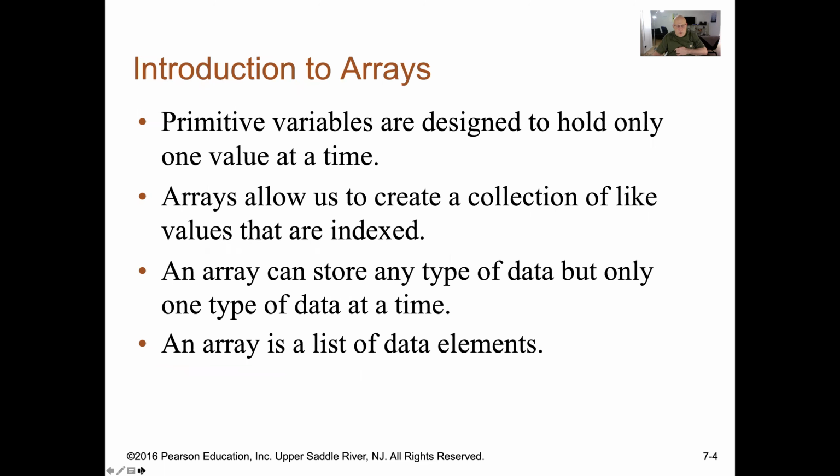Talk about primitive variables. What do arrays allow us to do? Create a collection of like values that are indexed. An array can store any type of data, but only one type of data at a time. An array is a list of data elements.